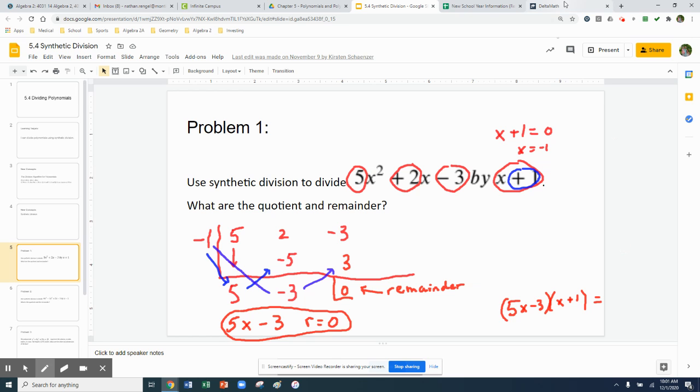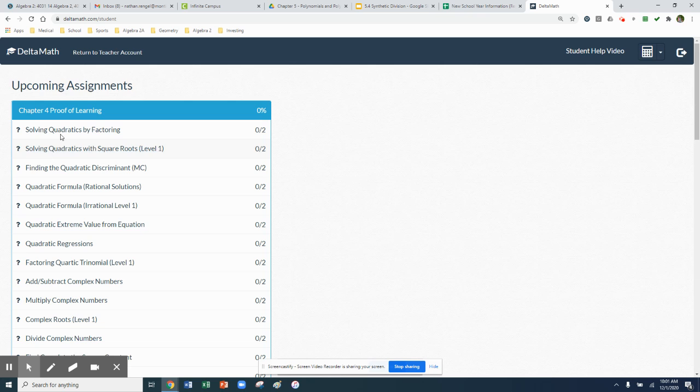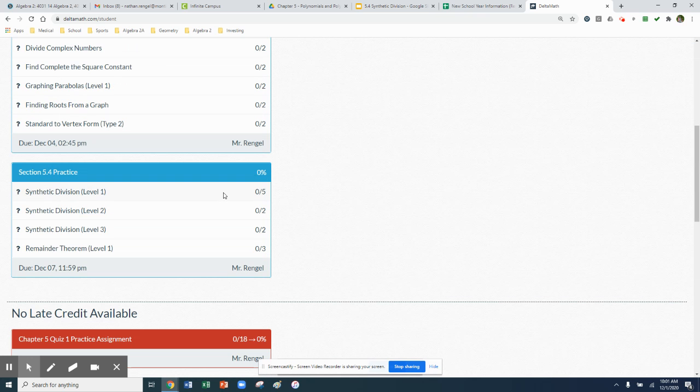All right, so we'll head over to Delta Math next. In your Delta Math, each day at 7 o'clock a.m., your new assignment for that day will come up. So we'll start with synthetic division. We'll look at this first problem, talk about how we can put in our answers, and then we'll look at synthetic division level 2. And then we'll take a look a little bit at the remainder theorem.